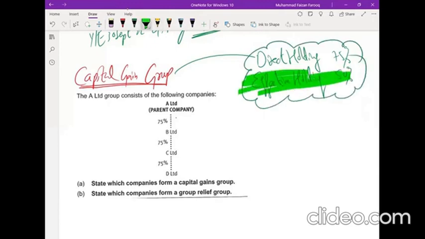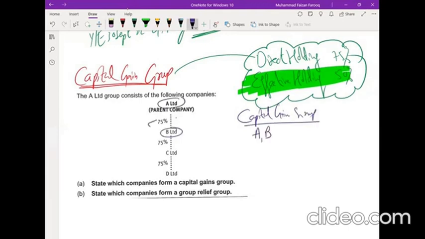For the trading losses group, or group relief, both percentages are 75, but here it is different. So what will happen when we create a capital gains group? A is there, fine. B will be there because of 75%. C, how much did we calculate, 56, no? So will C come or not? See, does C have direct or indirect holding? Indirect. The indirect percentage is not 75 now. 75% is for group relief, but for the capital gains group the indirect percentage is reduced to 50%. So C will be part of the capital gains group.